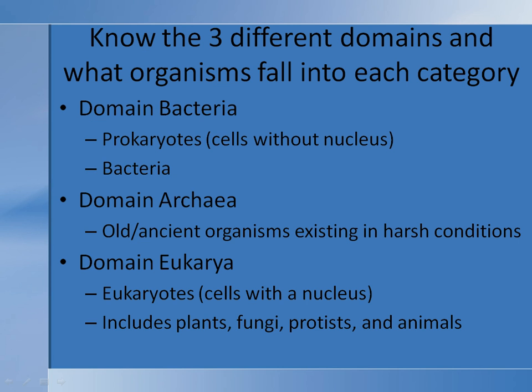The next one is to know the 3 different domains and what organisms fall into each of the categories. The first domain is domain Bacteria, which includes prokaryotes, or cells without nuclei. And bacteria are some examples of that, obviously from the name. Then there's domain Archaea, which are old, ancient organisms that exist in only harsh conditions. And then domain Eukarya, which are the eukaryotes, which means they are cells with nuclei. And these include plants, fungi, protists, and animals.